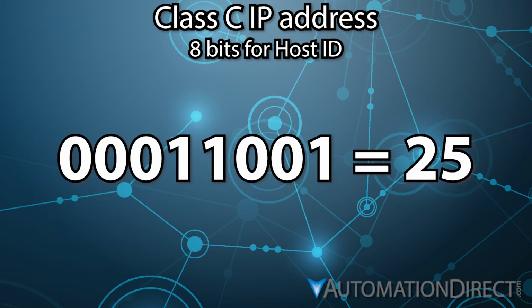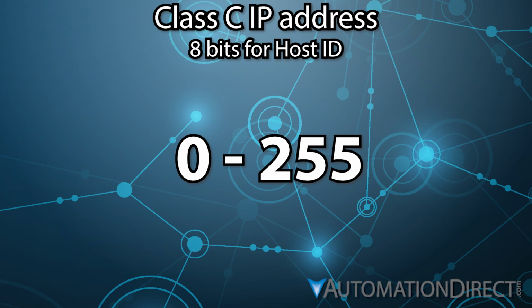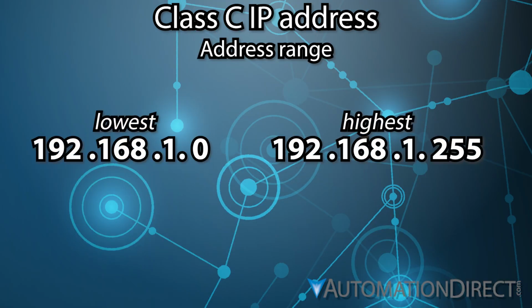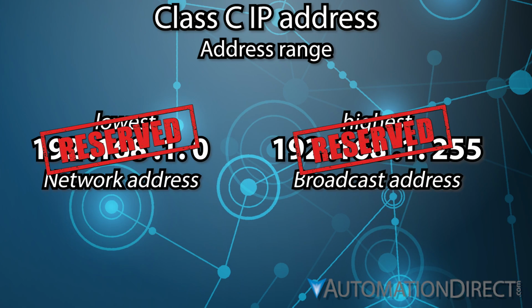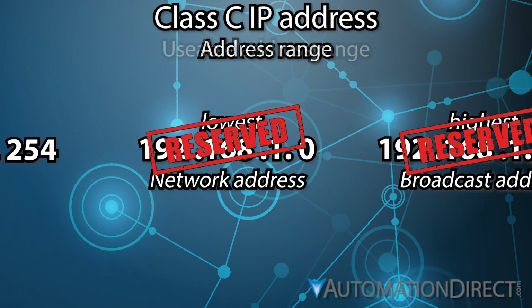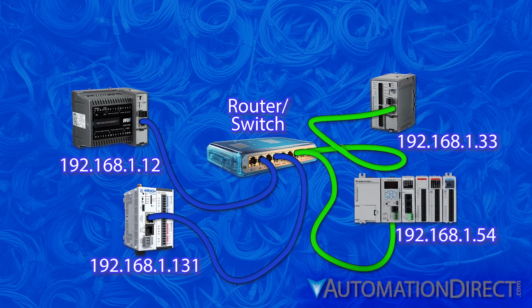With 8 bits, we can represent any number from 0 to 255, which gives us a subnet address range of 256 unique device addresses. However, in the possible address range of any subnet, 2 addresses are reserved. The lowest address in the range is the network address and cannot be assigned to a host. The highest address in the range is the broadcast address used to send data to all network destinations, and likewise cannot be assigned to a host. This gives us 254 possible addresses in an 8-bit host ID. All the hosts in the network will share the same network ID, 24 bits in our example, but each will have a unique host ID.